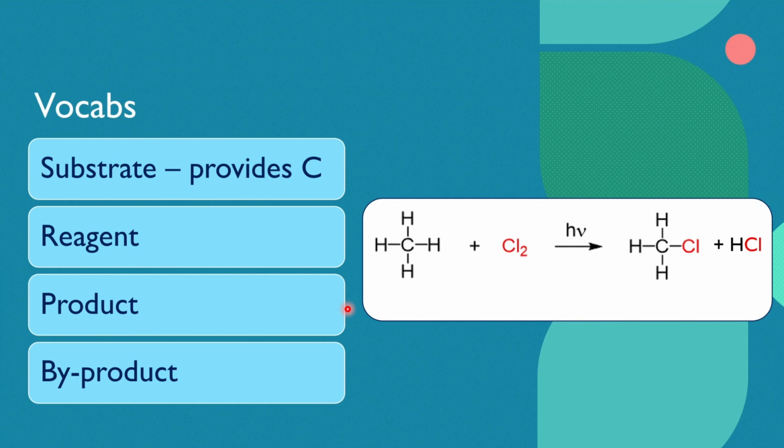Apart from the product of interest, some other products are usually formed in organic reactions. These are called byproducts. In the following reaction, the carbon in the new bond is provided by methane. Therefore, methane is the substrate and the chlorine is the reagent. The product of interest is chloromethane and the byproduct is hydrogen chloride.